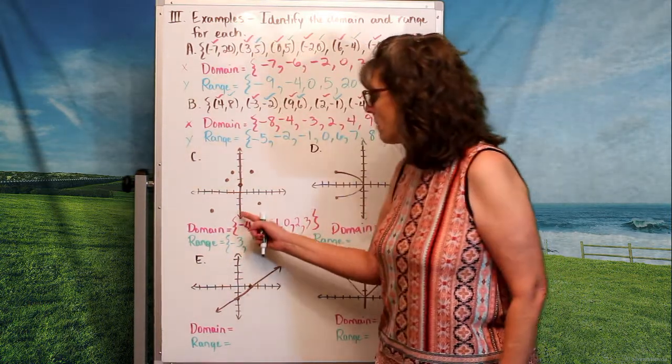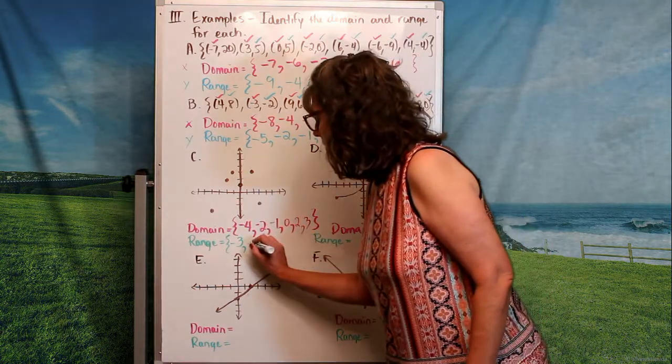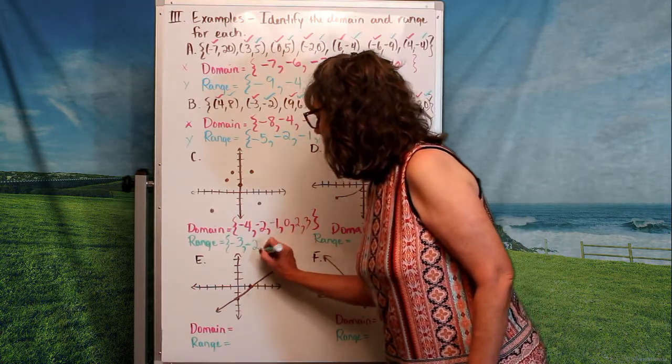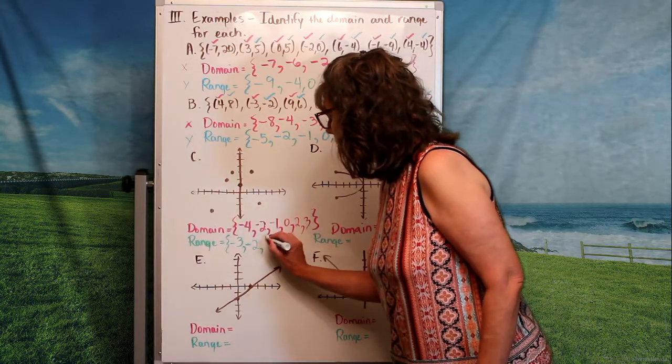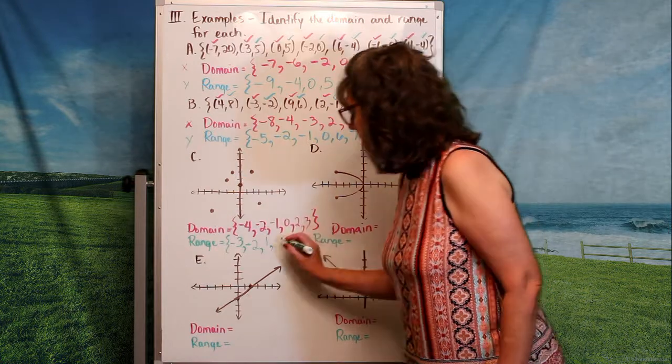And again, I'm going to work my way up. Here's a y value right here of -2. And if I continue to work my way up, I've got a y value of 1. And if I continue to work my way up, I've got a y value of 2 right here.